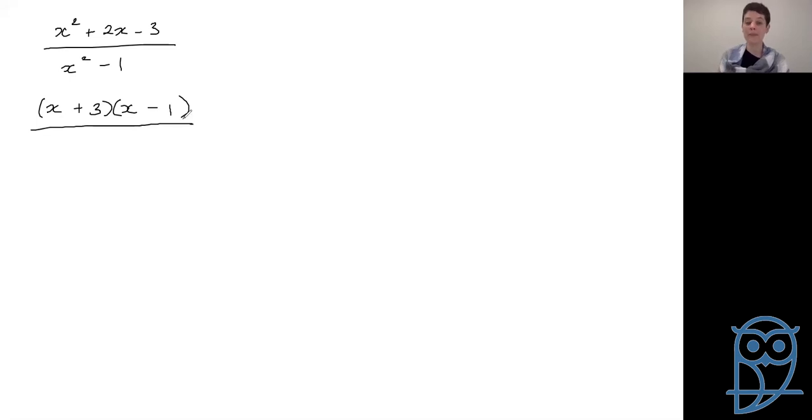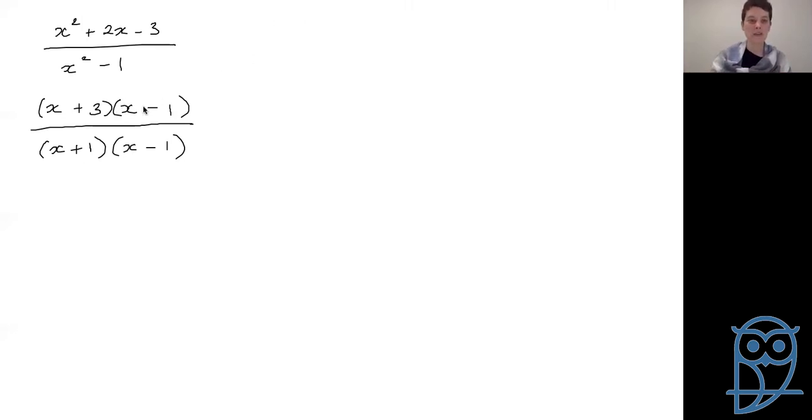On the bottom, we have a special pattern. On the bottom, we have x squared minus 1. X squared is a square, 1 is a square. This is the difference between two squares. So we have x plus 1, x minus 1. And you see how in this case, both on the top and on the bottom, our brackets are joined with a multiplication. And when you have a multiplication, you can simplify.